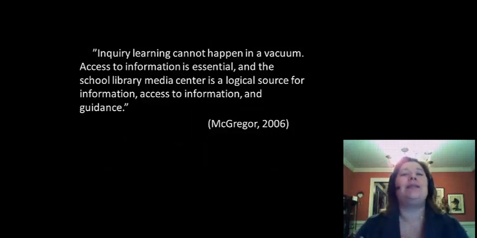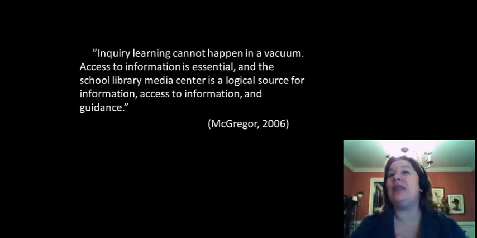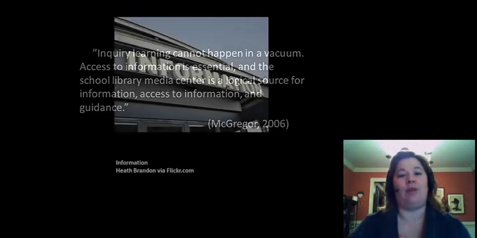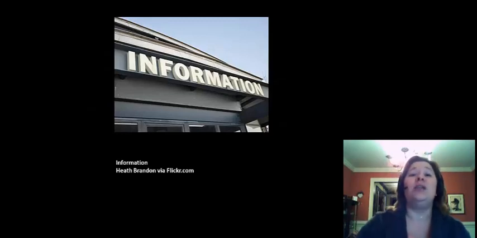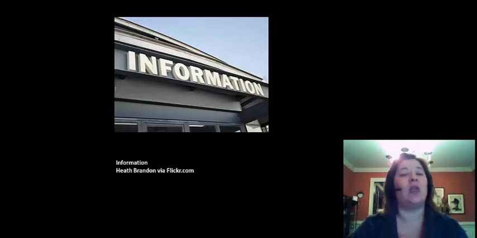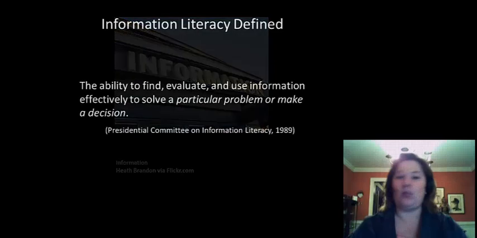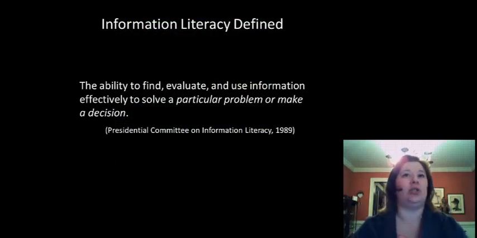Information is essential, and access to information is essential. The School Library Media Center is the logical source for information, access to information, and guidance. So perhaps we need to rethink the way we deal with a library. We're not really a library. We're an information center. We're the first place that you want to go to get the information that you need. If a student has a question, the first thing that they should think of is, I can get that information at the library.